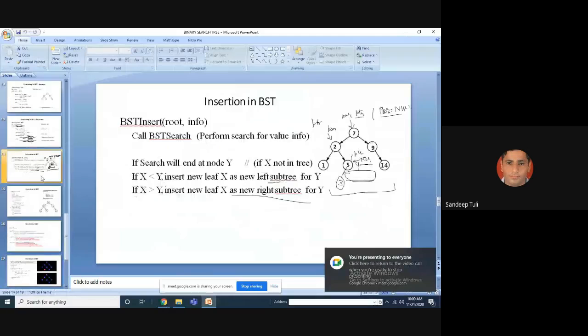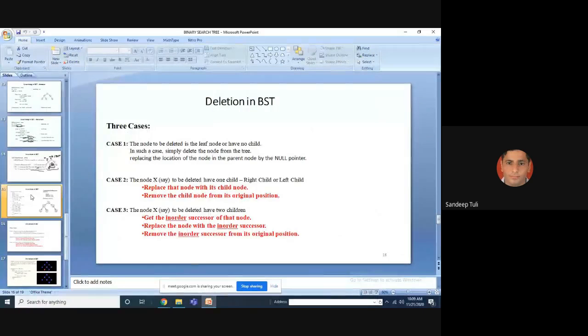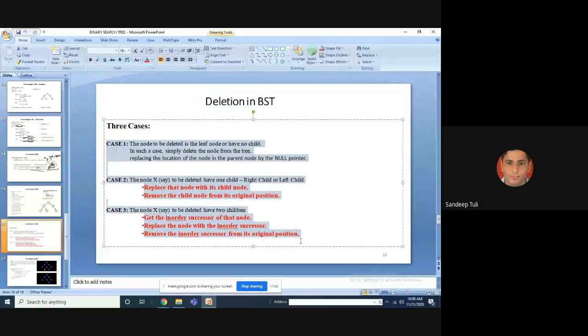Deletion, insertion we have done, we had seen the algorithm, and now we have started deletion. We have seen that there are three different cases of deletion. Case one, where the node is of 0 degree. Case two, where the node is of 1 degree. It means it may have either a right child or a left child. In that case, we simply replace the node with the child and we remove the child pointer from the original position. In case three, the node will have 2 degree. It means it will have two children.